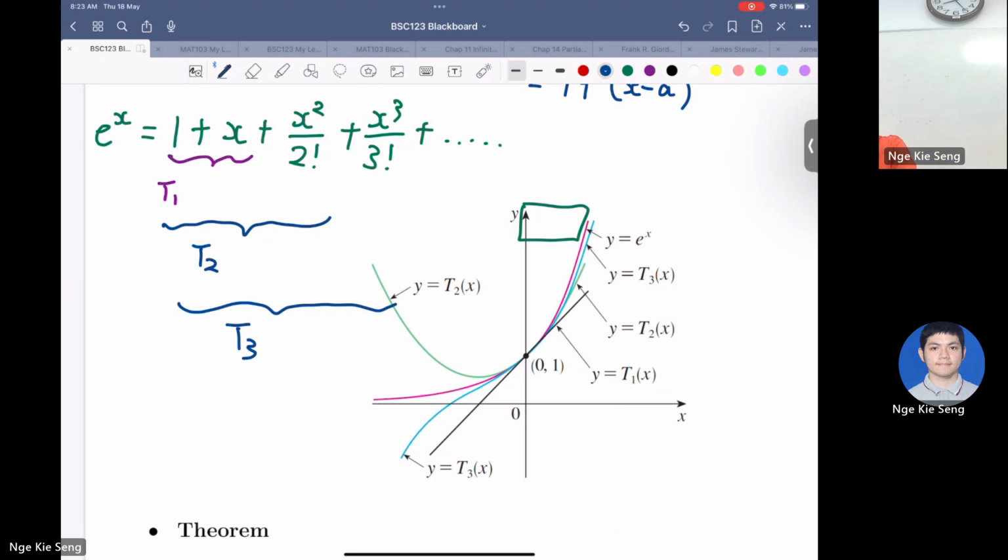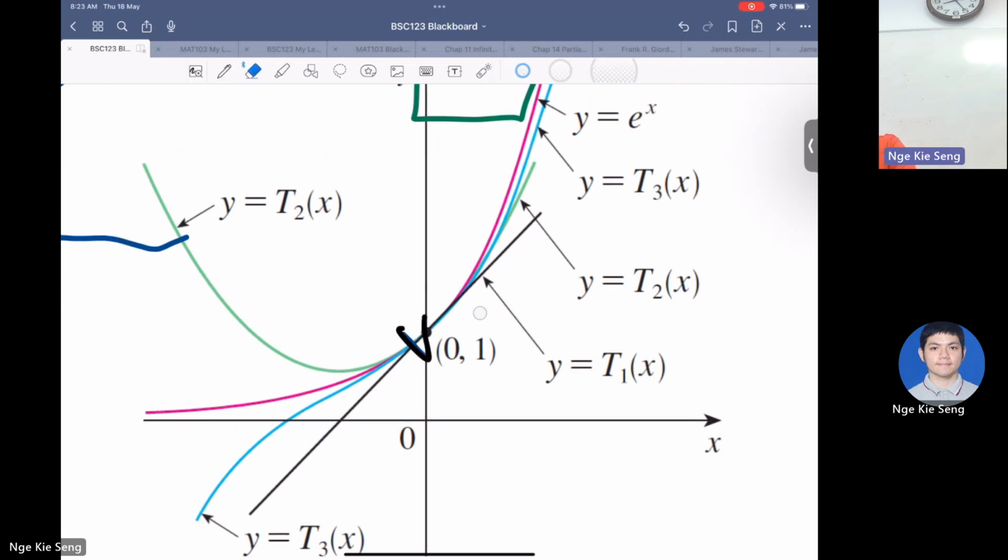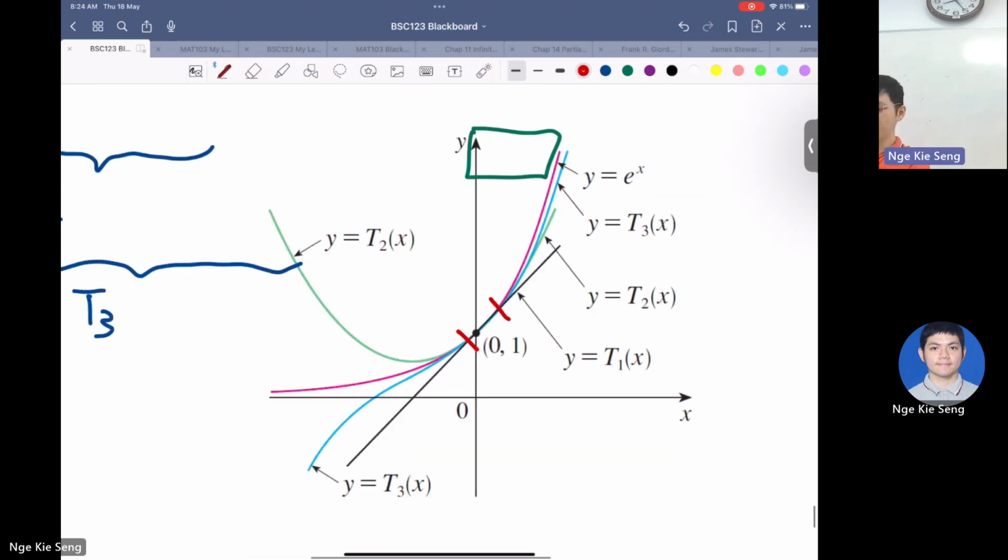So let me, around here maybe. Okay, let me use another, what color? Maybe use the red one. Okay, around here. Now I want you to keep in mind, we are estimating the pink line, y equals e to the power x.